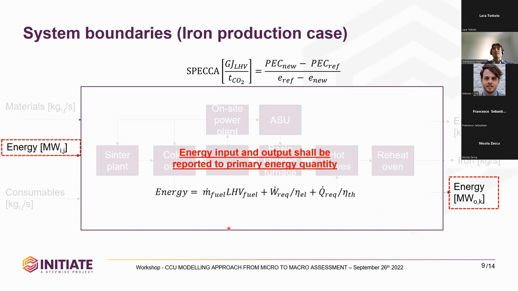And here is an example of how to move from, for example, the input of fuel, the input of electricity, and the input of heat in terms of primary energy. The conversion of these different forms to the primary energy shall be accounted. For example, you need to calculate how much primary fuel was needed to produce the amount of electricity required by the plant. This is just an example.